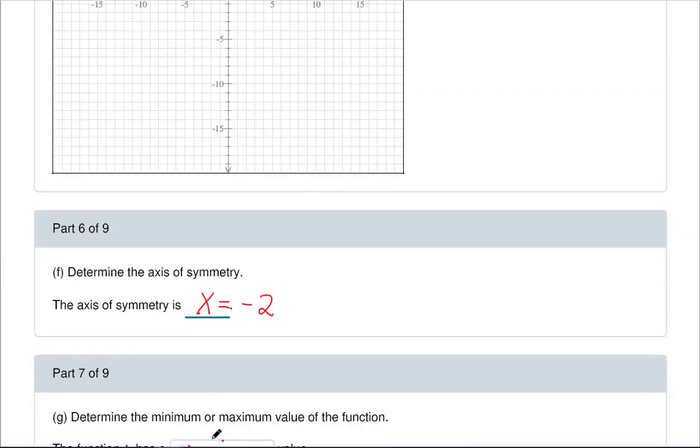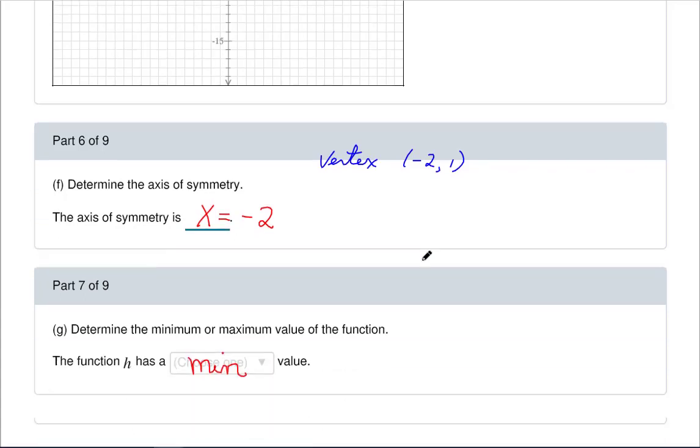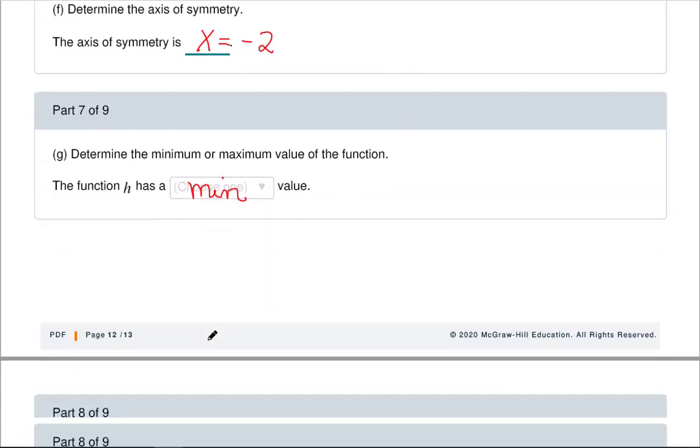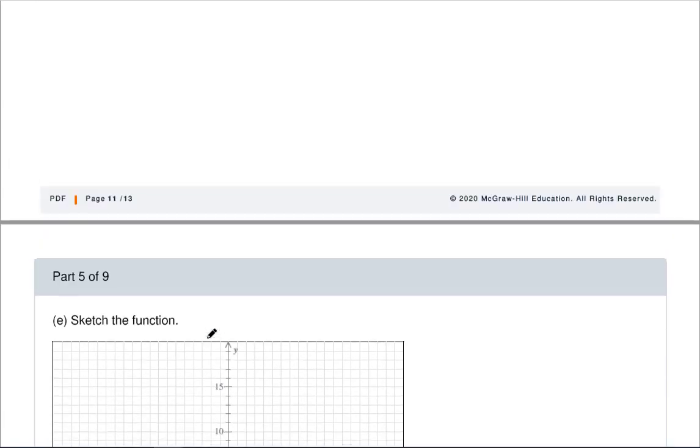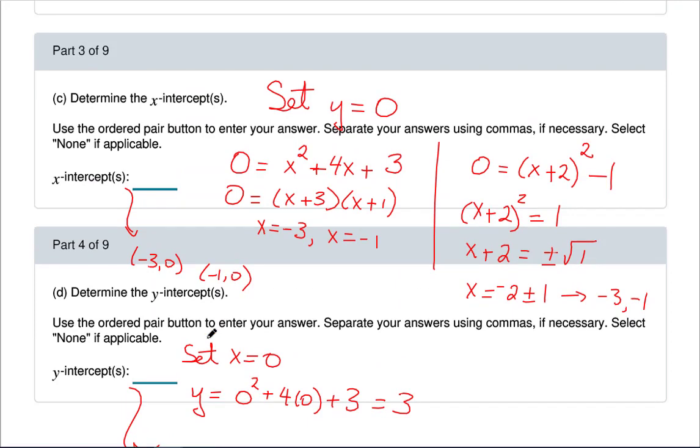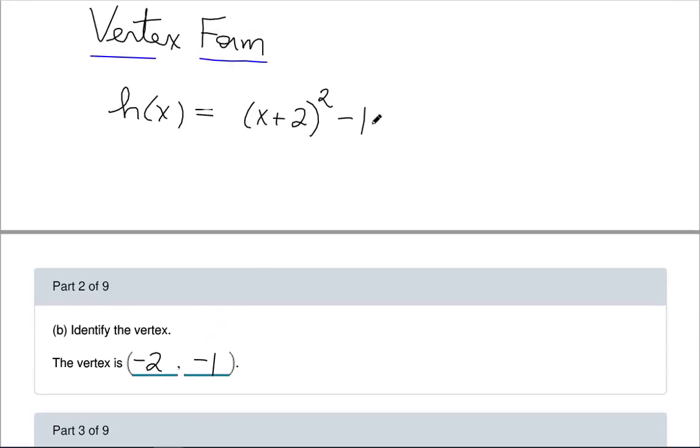Alright, we made our rough sketch already. Axis of symmetry, how did I get that number? Well, where was the vertex? Remember, the vertex was located at minus 2, minus 1, and the axis is simply the first coordinate of the vertex. It was a minimum, and the minimum value was minus 1. Let's see, where's my minus 1? Minus 1, yep. x plus 2 squared minus 1.